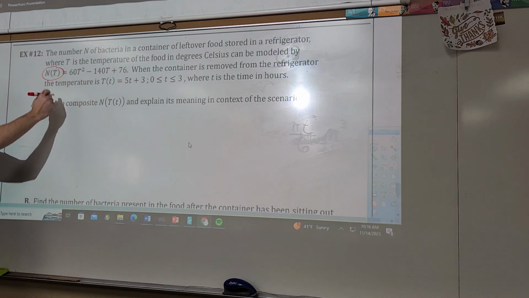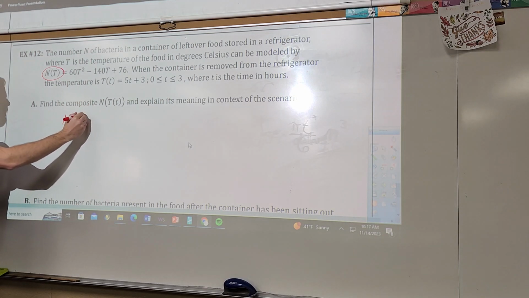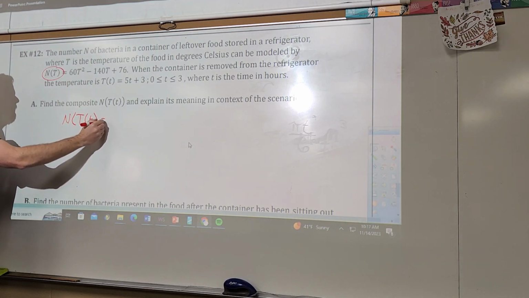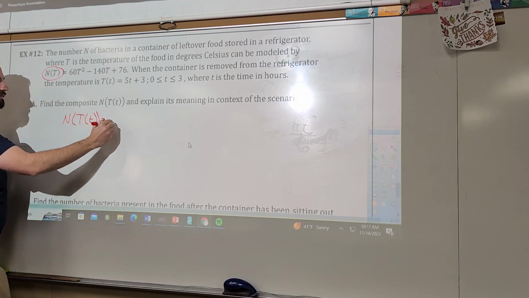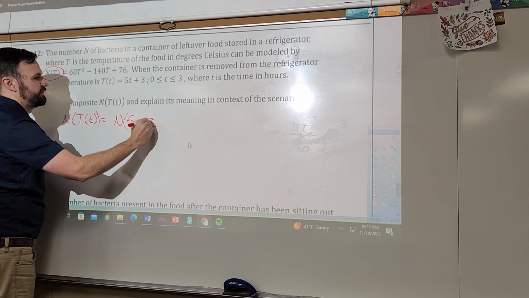This is my outside function, right? So I'm going to do N. Well, it's written there, but I'm going to rewrite it because it helps me. What's T of T? 5T plus 3. Okay.